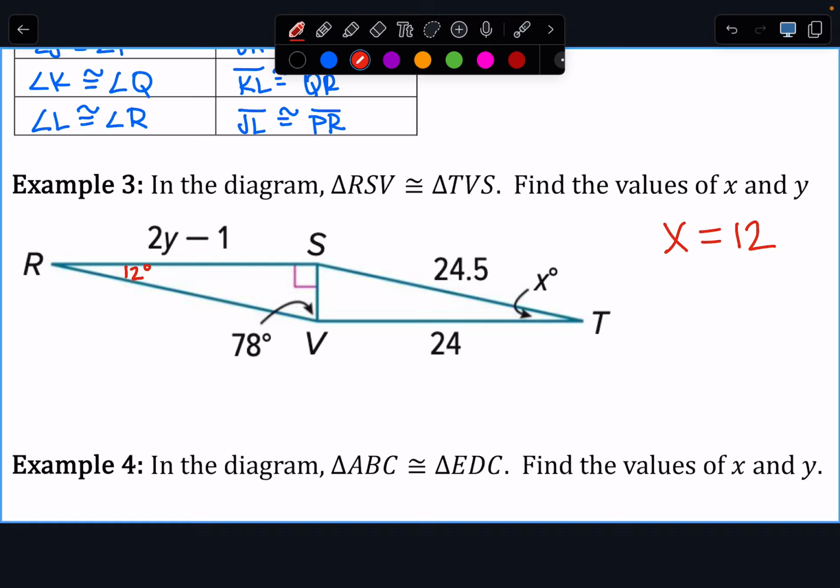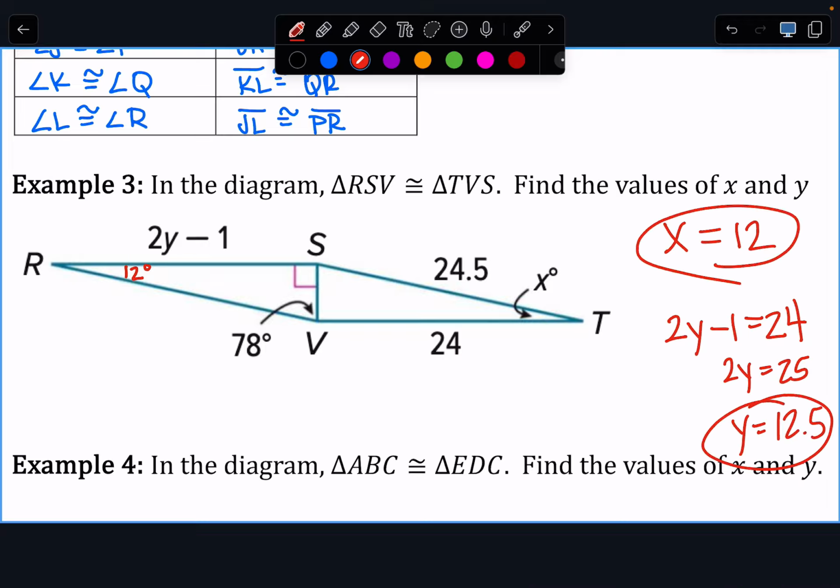Okay, 2y minus 1. RS. What side does RS correspond with? So we know that we can put 2y minus 1 equal to 24. That means y is 12.5.